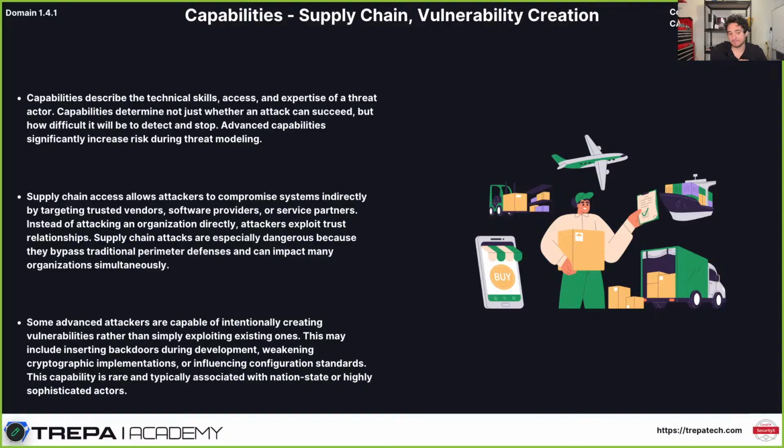So supply chain. Supply chain access allows attackers to compromise systems indirectly by targeting trusted vendors, software providers, or service partners.